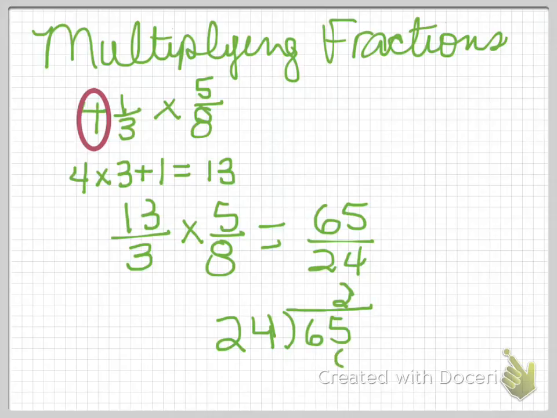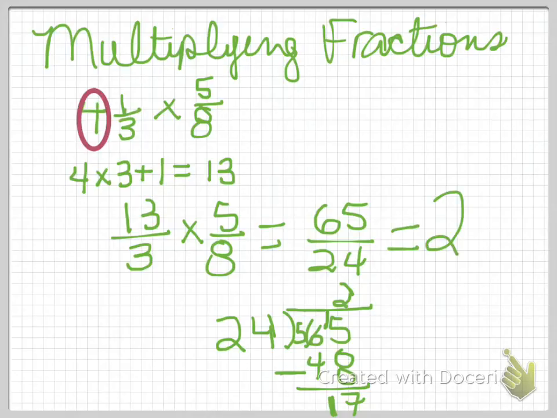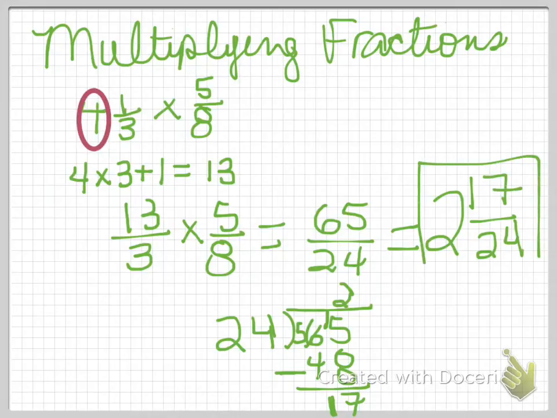And 2 times 4 is 8, 2 times 2 is 4, so that's 48. When I subtract, I have to borrow. That becomes a 5. 15 minus 8 is 7. 5 minus 4 is 1. That leaves me 17. So this becomes 2 and 17 over 24. This is my final answer, as simplified as I can get it. So I've multiplied those two fractions together.